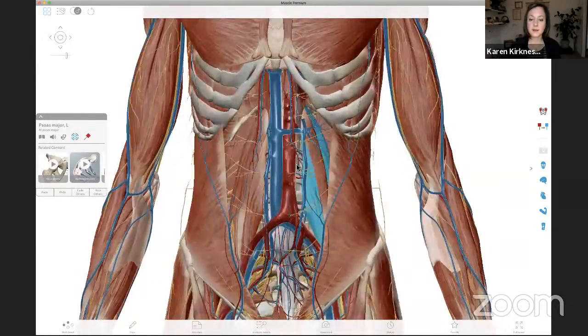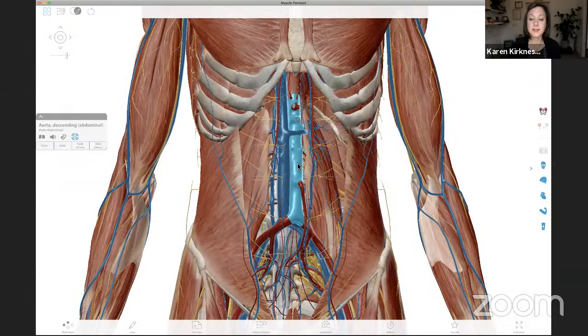So appreciating those giant vessels, the descending aorta with all of its trunks supplying blood to the abdominal viscera and to the pelvic viscera. And then the vena cava, the inferior vena cava is there.